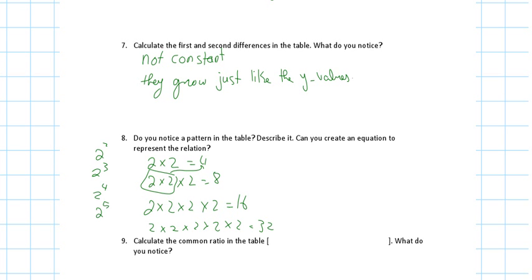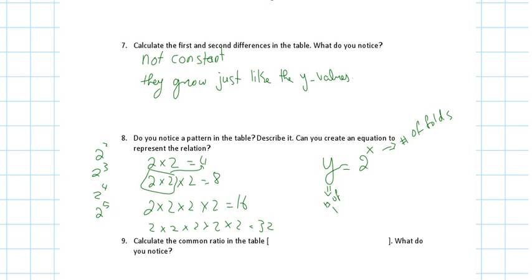Right? So instead of writing this, I can come up with an equation that is like this. Y equals 2 to the power of x, right? Where x is the number of folds and y is the number of layers.